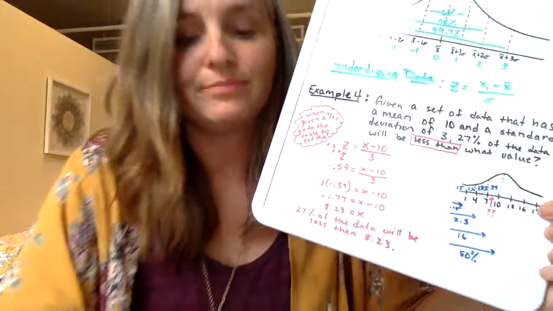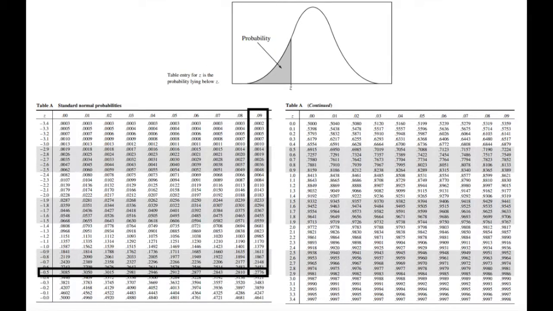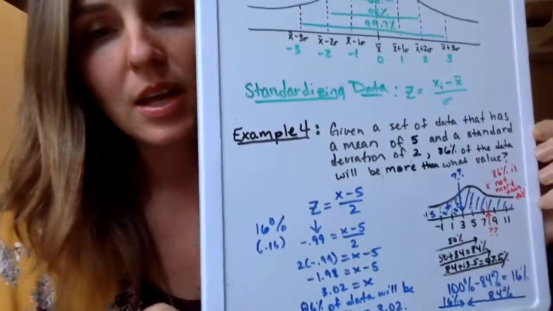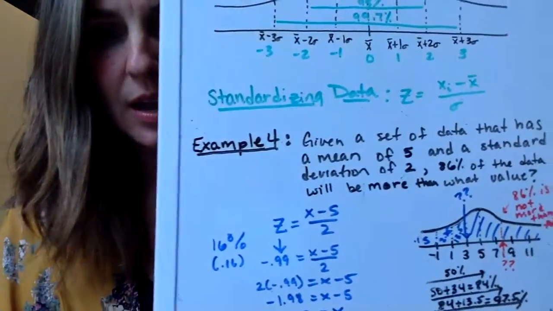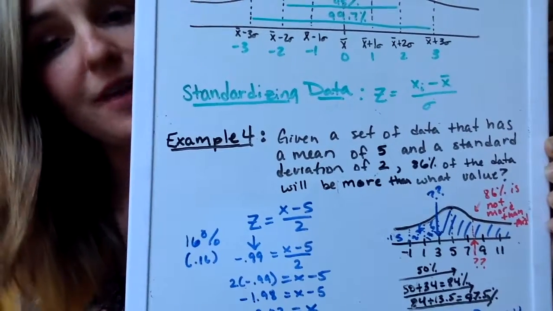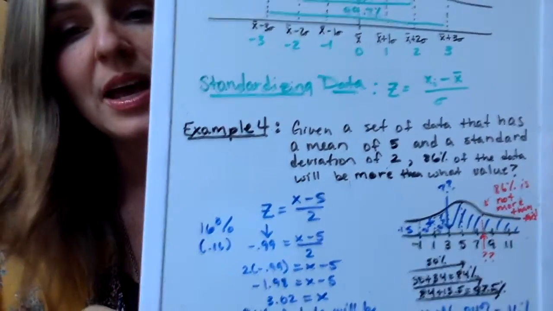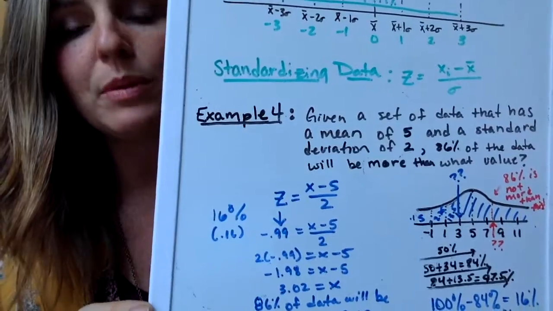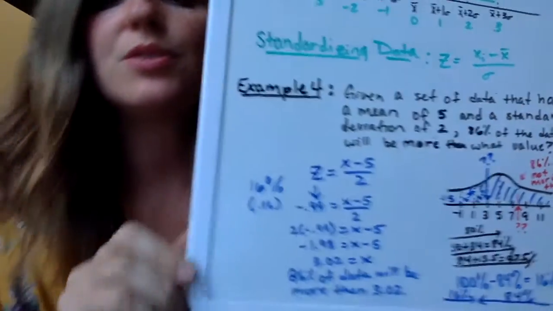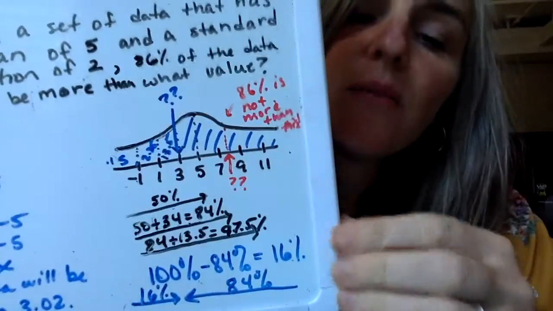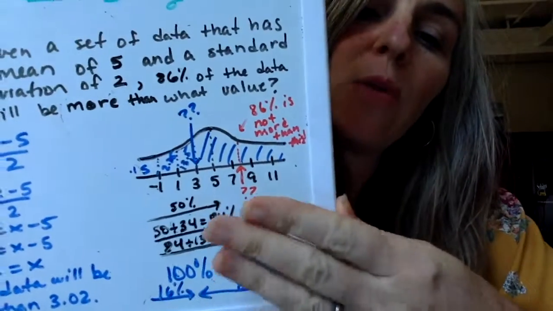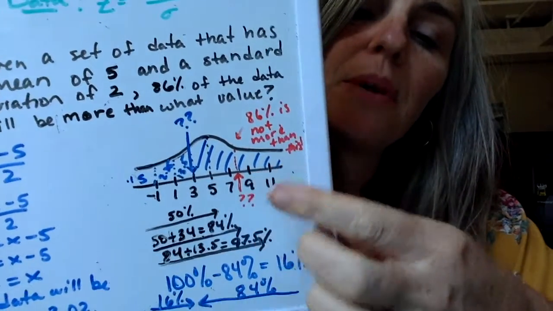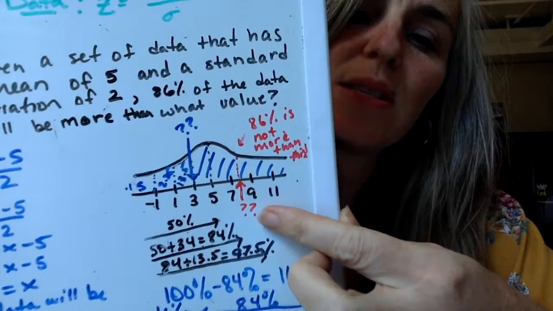Let me work a problem. Still feeling confident about what I said then. So here's the difference. Given a set of data that has a mean of 5 and a standard deviation of 2, 86% of the data will be more than what value? So here's the problem. If we go about thinking about it in the same way and go 86% up, then we're here, between 7 and 9.